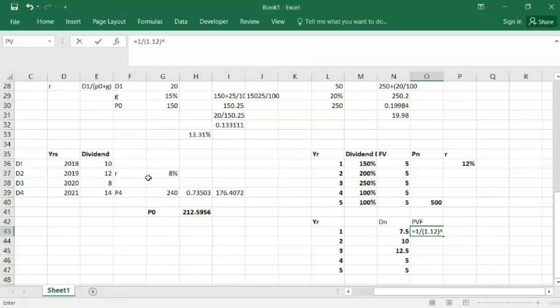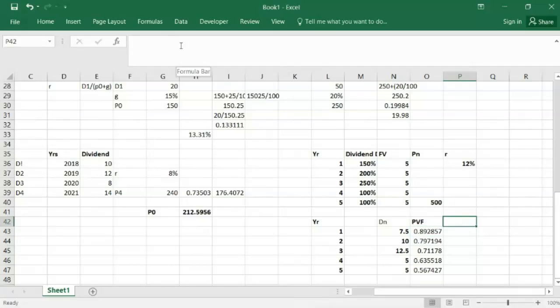1 for the first year. Similar way, I'm going to do the calculation for the rest of the years. So it is for the second year. For the third year. For the fifth year. So the present value factor is given.